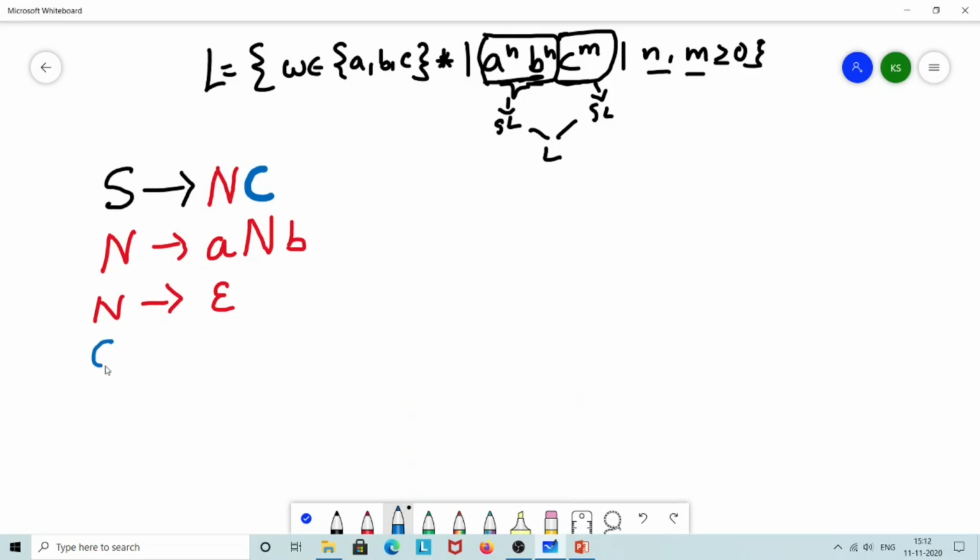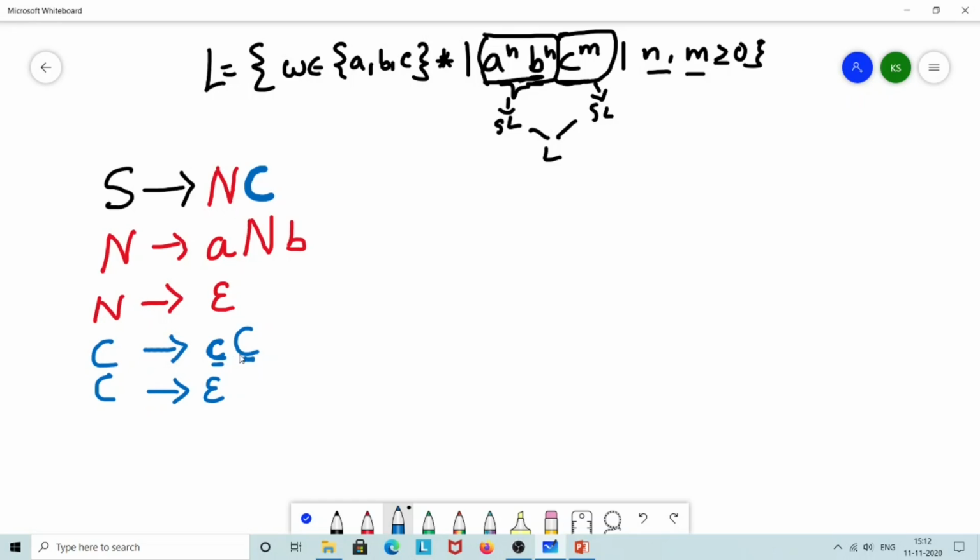Again, C is independent of the count of A and B, so I can simply write it as, what does C give? C gives a small c, and this c has to be replicated some number of times, so I will write capital letter C. This is the non-terminal capital C, and this is the terminal value. And finally, of course, this C has to be evaluated to epsilon, so this can be written as C gives epsilon.